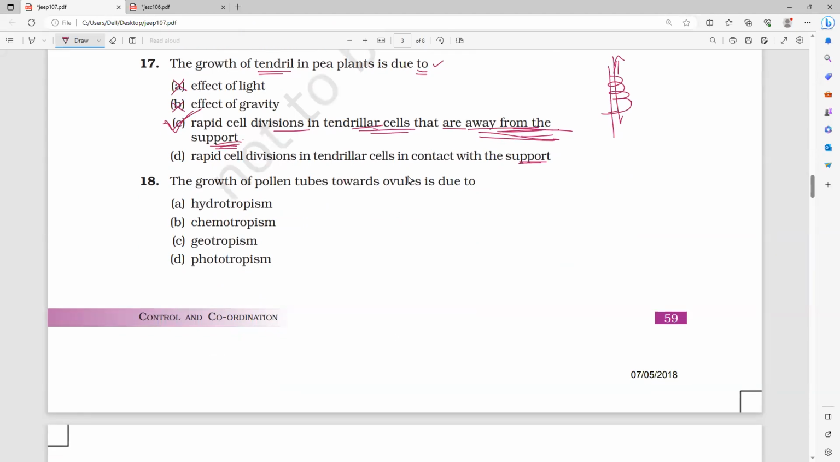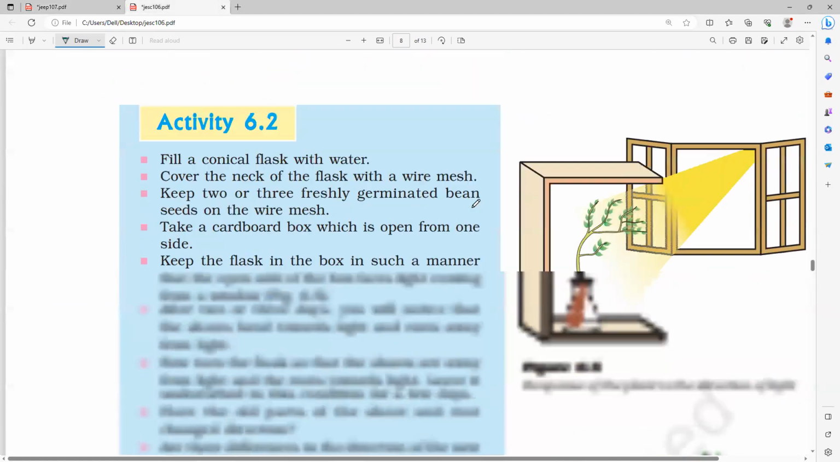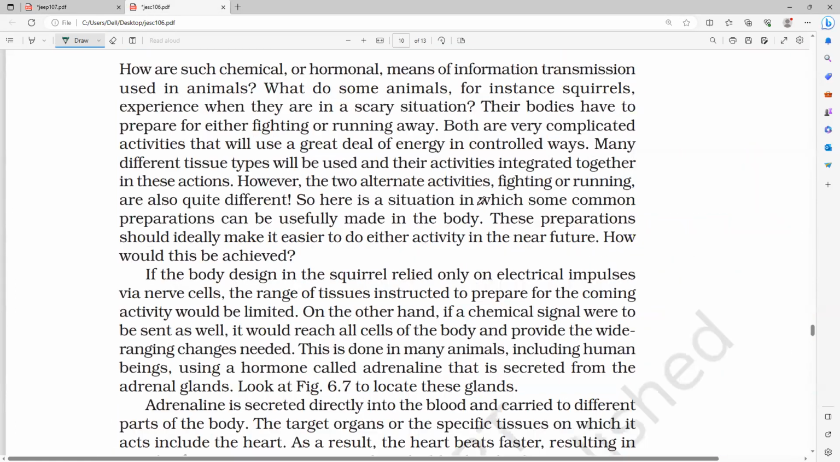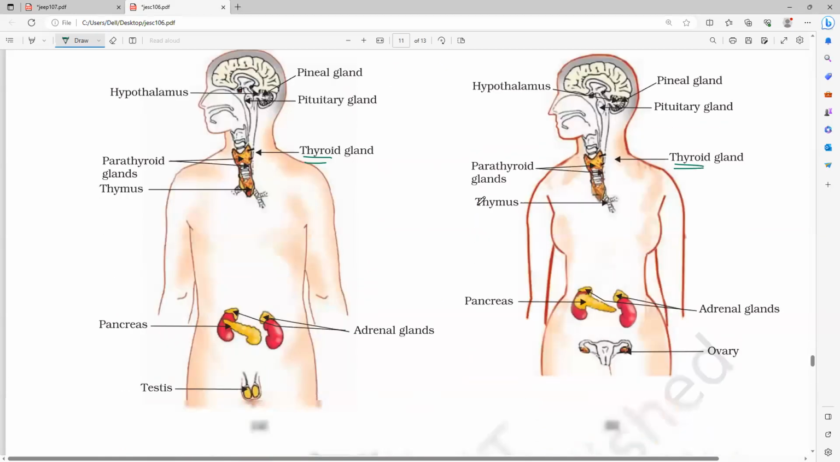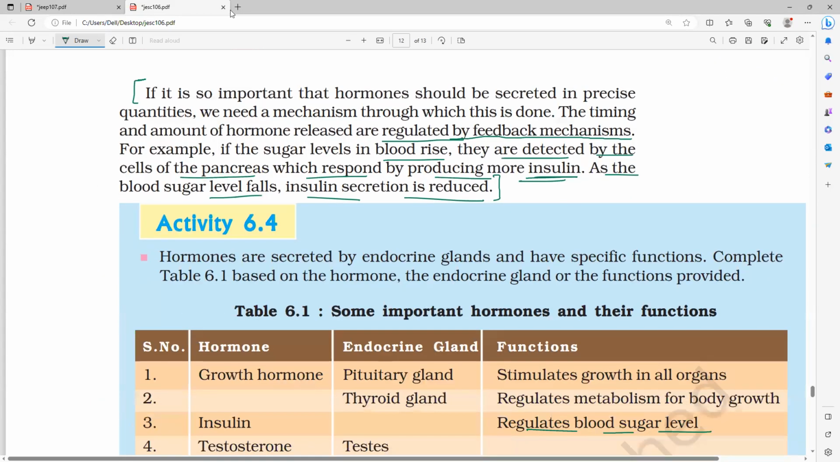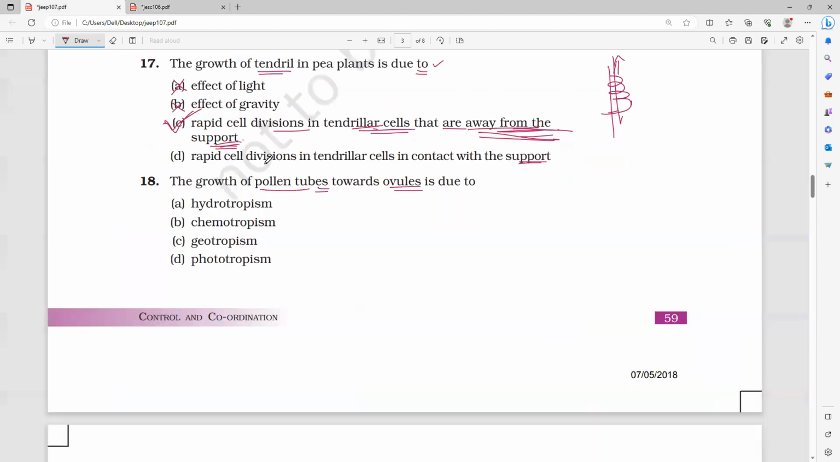Next, the growth of pollen tubes towards the ovule. What is that called? Chemotropism. I think it is not there in our book, correct? But I have taught you. Am I right? The picture also I have given you. So chemotropism, learn it.